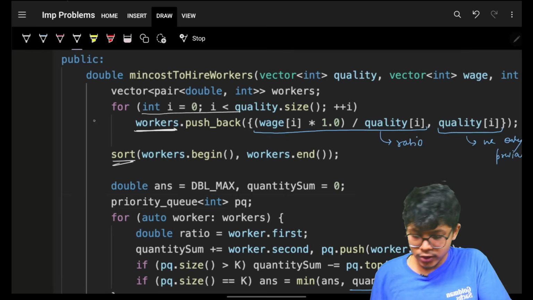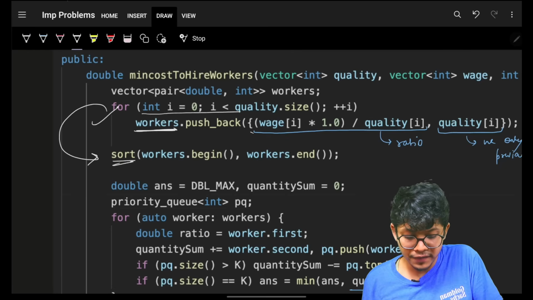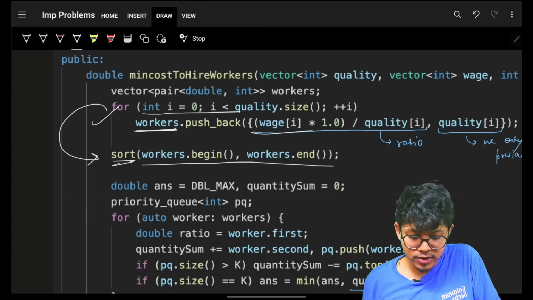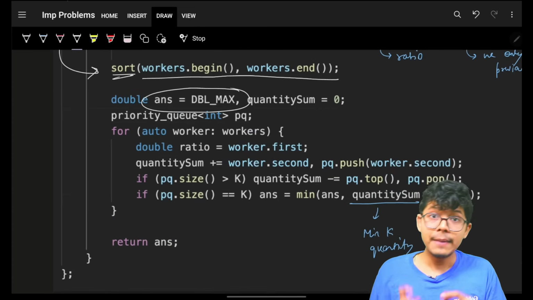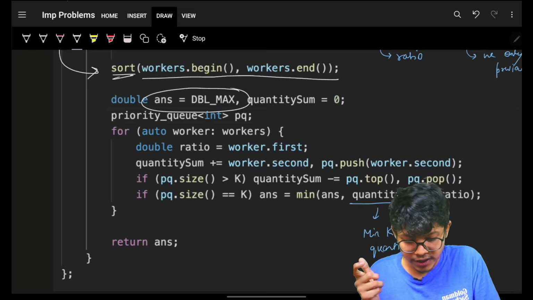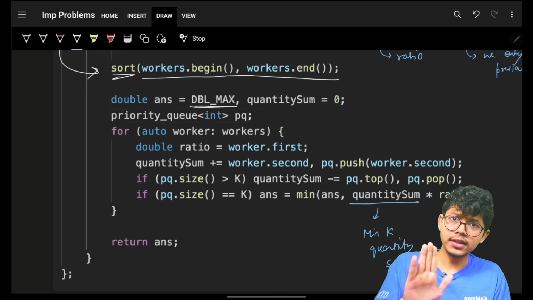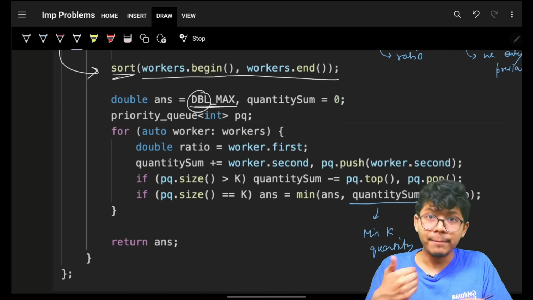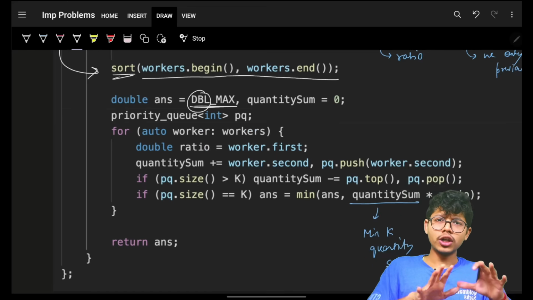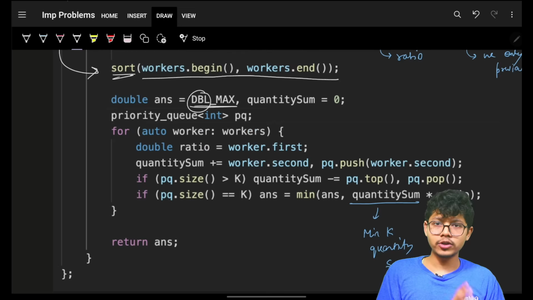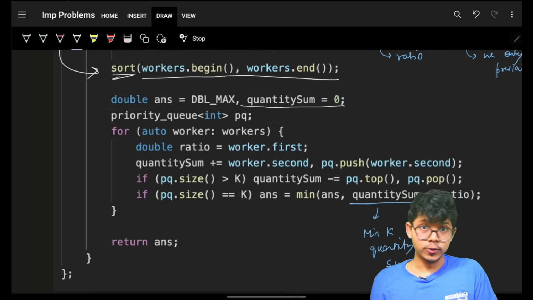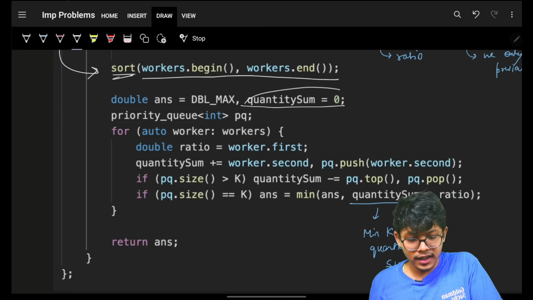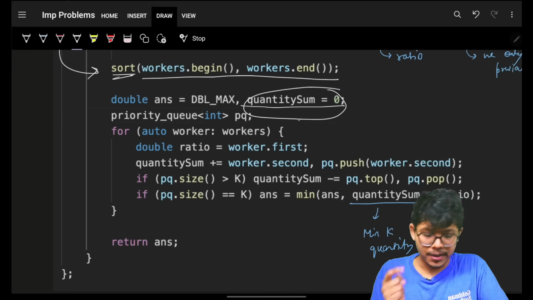It is the only reason you made this, because you have to sort on the basis of its ratio. Now my aim is to get the minimum cost I will spend, so initialize my cost as max. Again, this is double max, because it is not a long max or an int max; everything will be in double. Currently my quantity sum is 0. Remember, this quantity sum is the max heap sum.